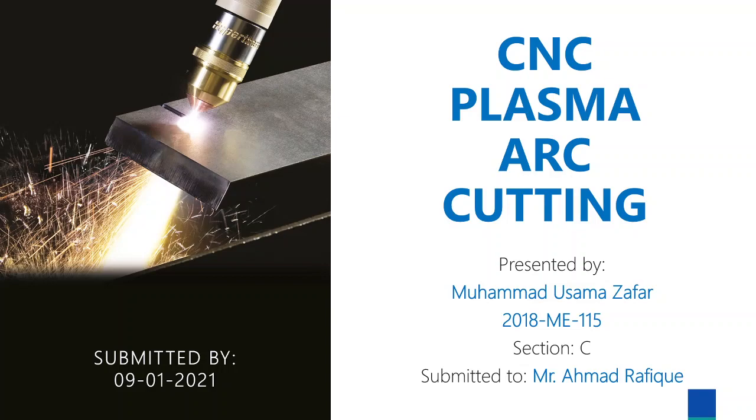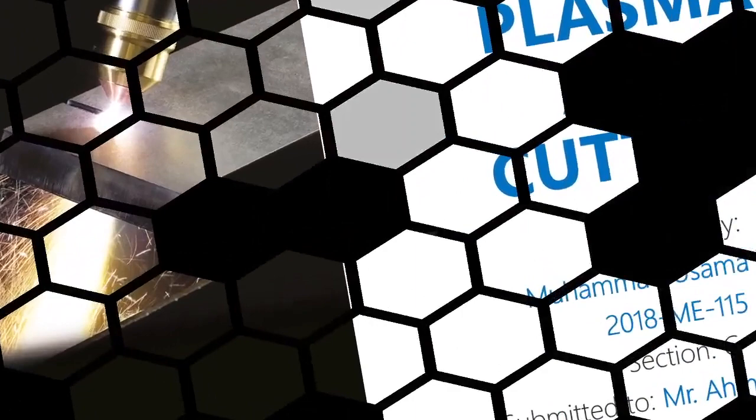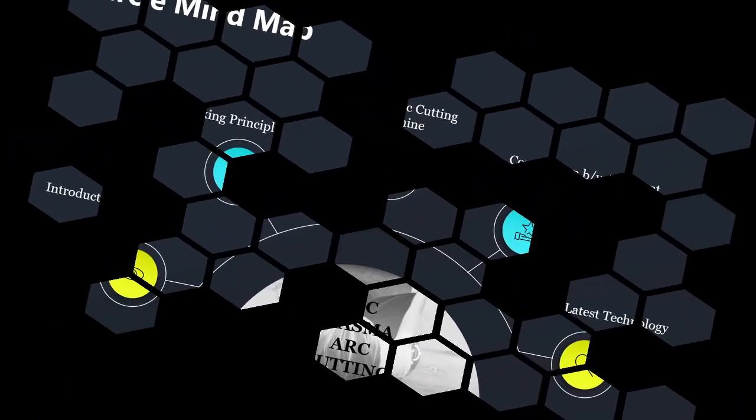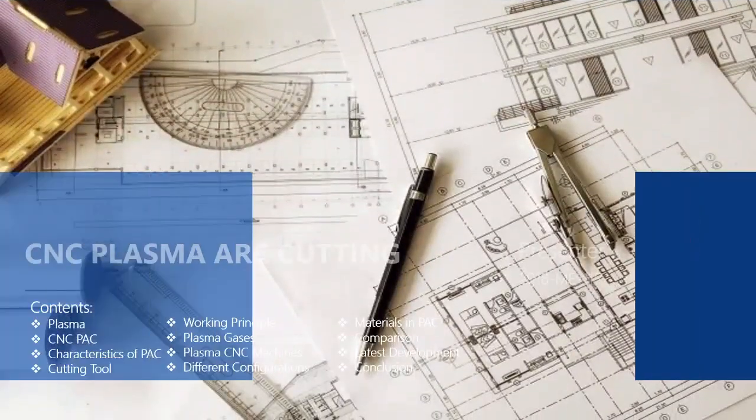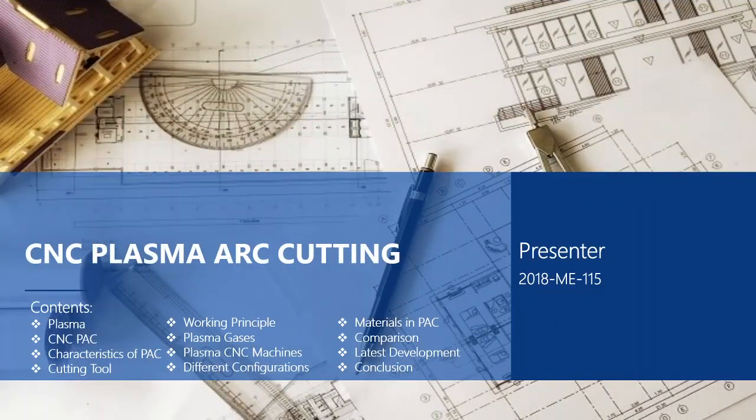The subject of my presentation today is CNC plasma arc cutting. So let's jump straight into the circle mind map of my presentation. First of all, I will introduce plasma arc cutting, then I will discuss in detail the working principle. After that, the plasma arc cutting machine, the comparison between different metal cutting machines, and at the end, the latest technology in plasma arc cutting. These are the contents that I will be discussing one by one in each slide.